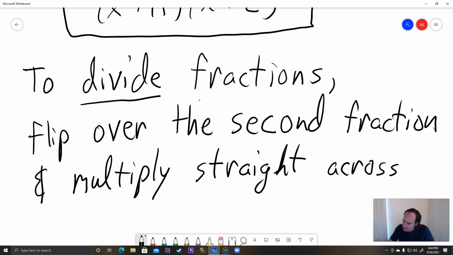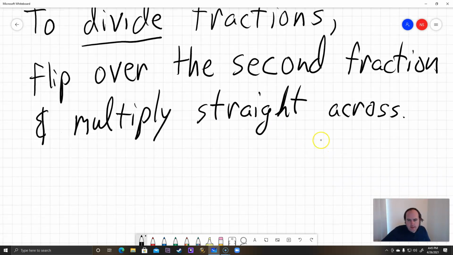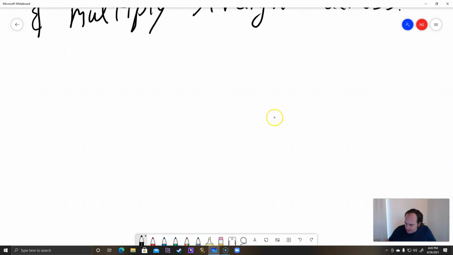Okay, in other words, dividing fractions is almost the same thing as multiplying fractions. It's just you have an extra step where you flip over the second fraction before you multiply. But other than that, it's exactly the same as multiplying fractions. Okay, so let's see an example of that.